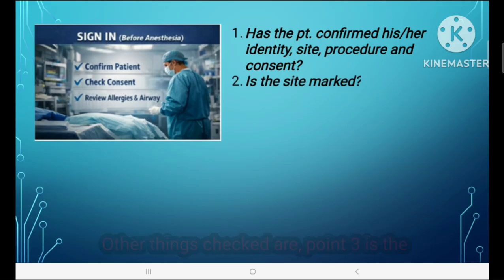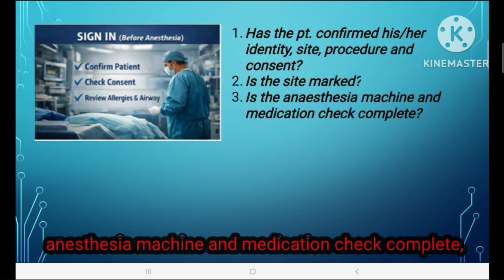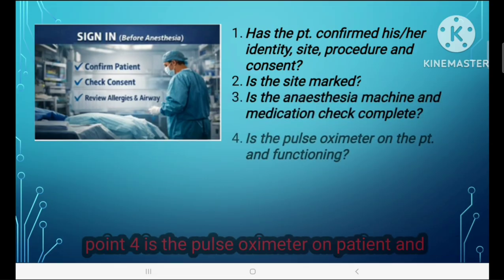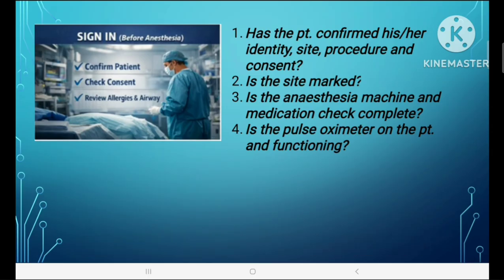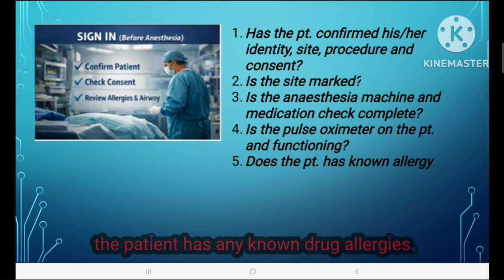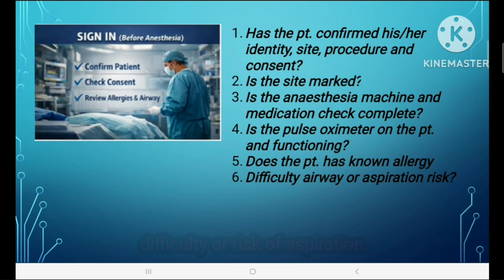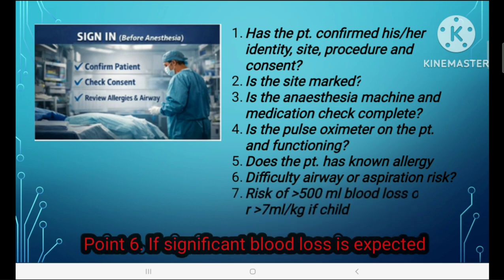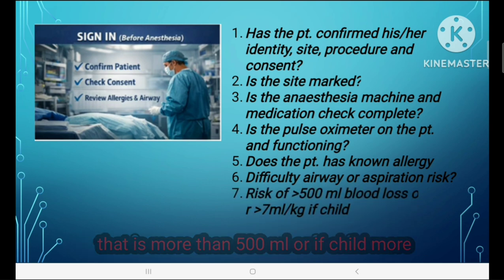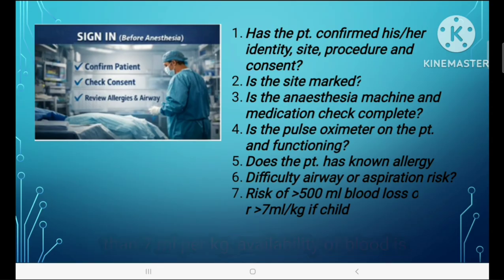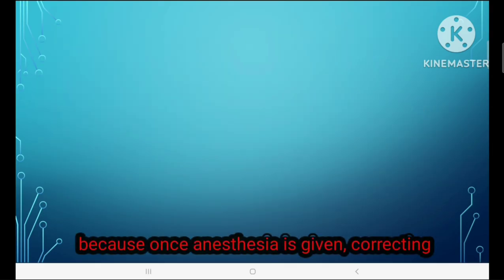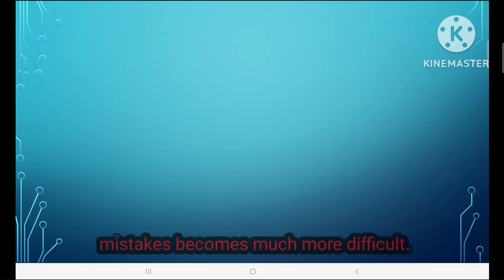Other things checked are: Point 3. Is the anesthesia machine and medication check complete? Point 4. Is the pulse oximeter on the patient and functioning? Point 5. The team confirms whether the patient has any known drug allergies. The anesthetist also checks for any airway difficulty or risk of aspiration. Point 6. If significant blood loss is expected, that is more than 500 ml, or if a child, more than 7 ml per kg, availability of blood is confirmed. This step is extremely important because once anesthesia is given, correcting mistakes becomes much more difficult.